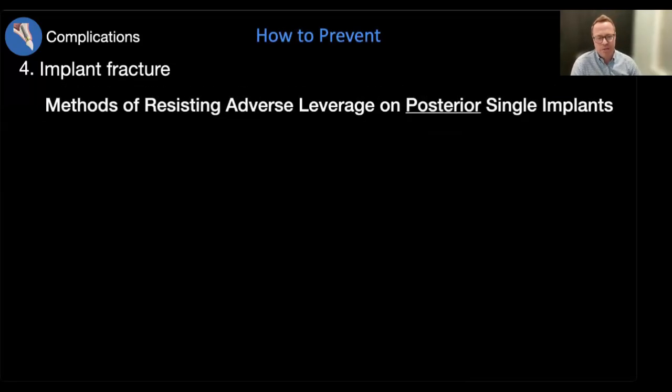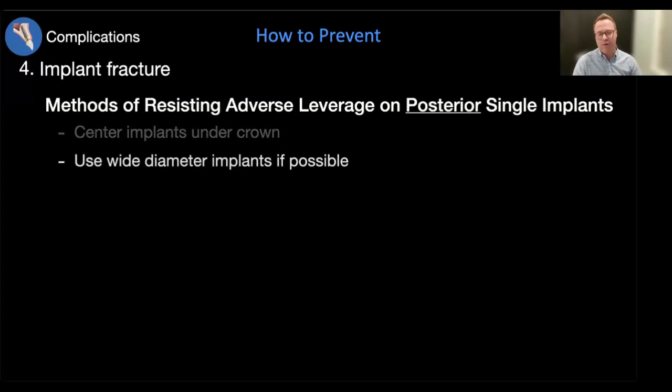And what we want to do is just reduce the amount of these adverse forces that are applied. So center the implants under the crown. If we have the ability, place a wider diameter implant if you have a wide space, because that's going to allow you to better distribute the forces.